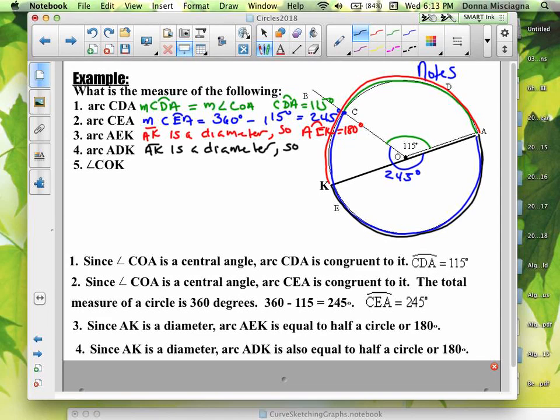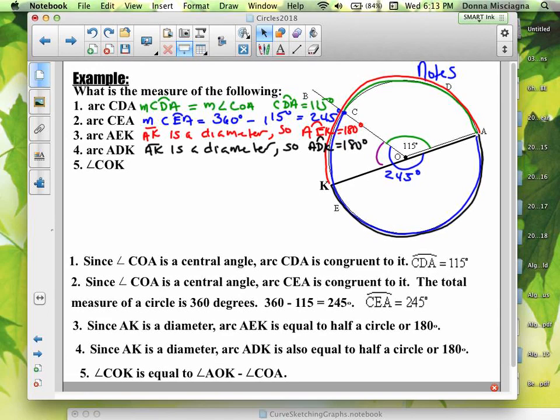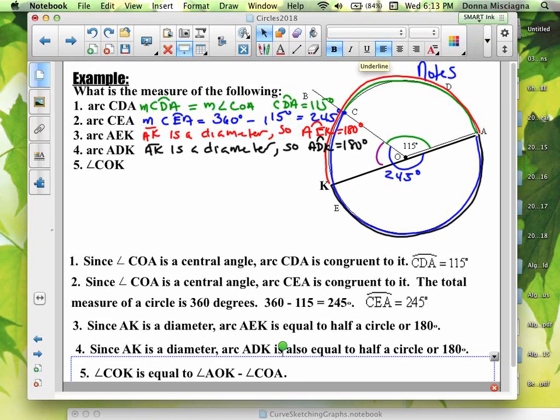So we have arc ADK, which is also 180 degrees. And the last one up there, angle COK. COK is right here. Right? I'm going to scroll this so you can read at the same time. So angle COK is just that semicircle, AOK, minus COA. So it's just that whole thing there.